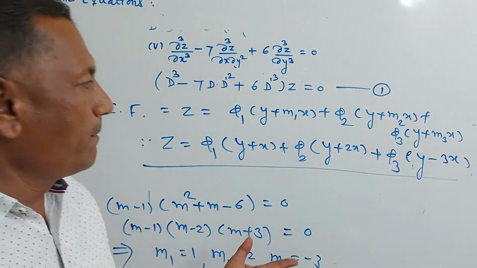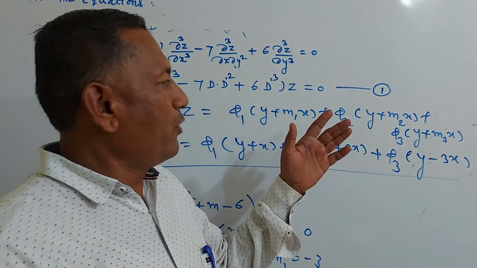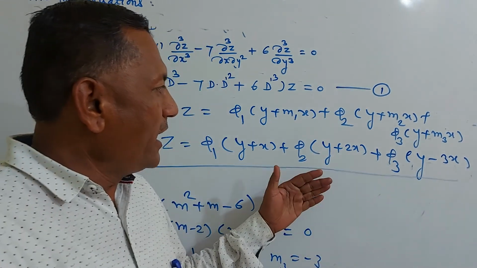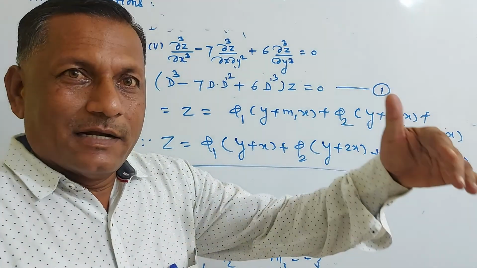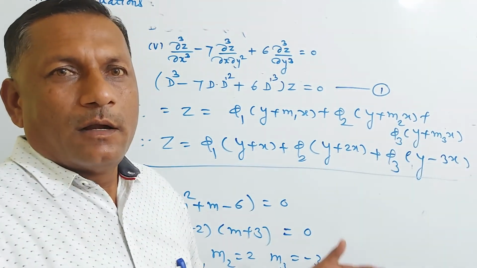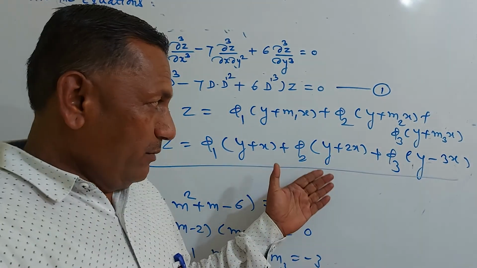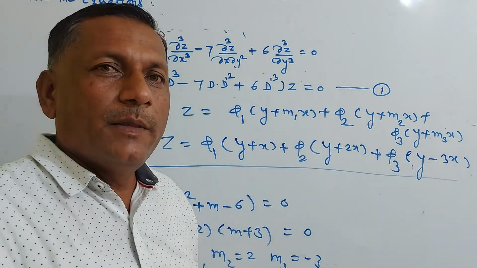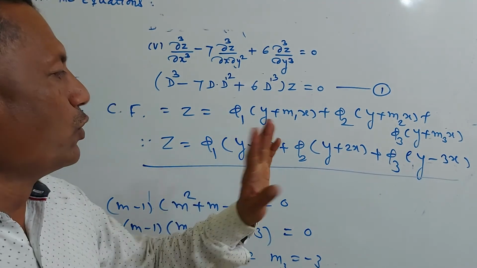Here we have seen the complementary function, how you find the complementary function when the roots are distinct. In the next lecture we will see if the roots are repeated roots, then how you find its general solution.